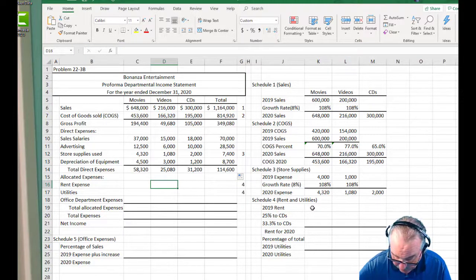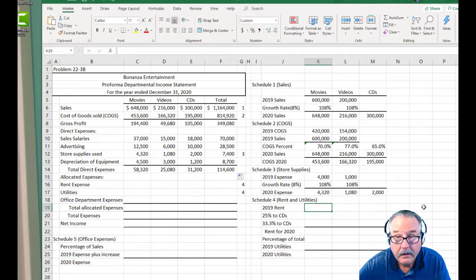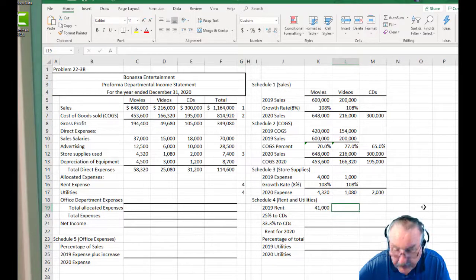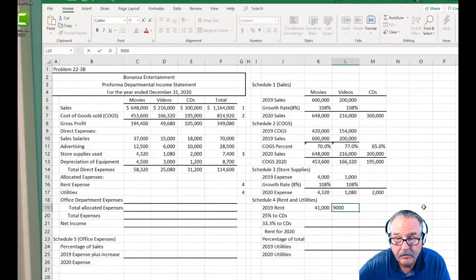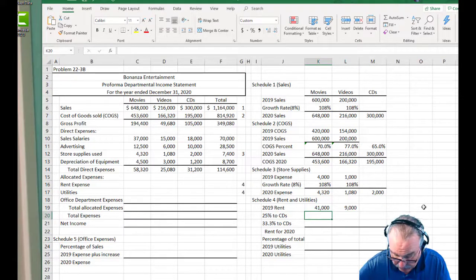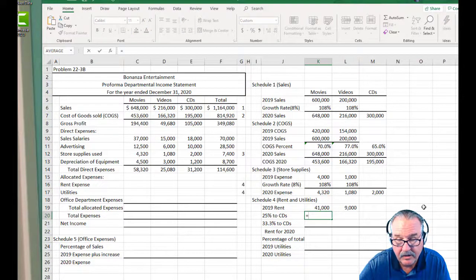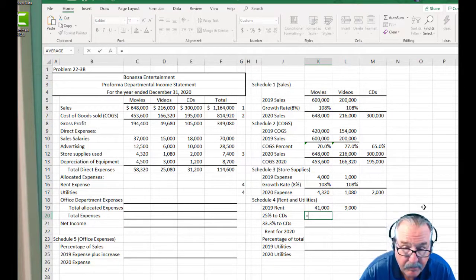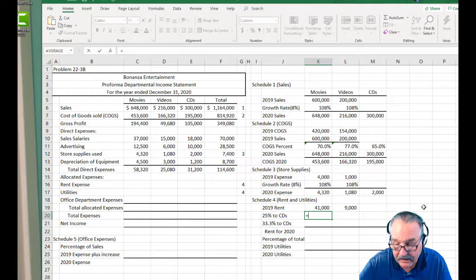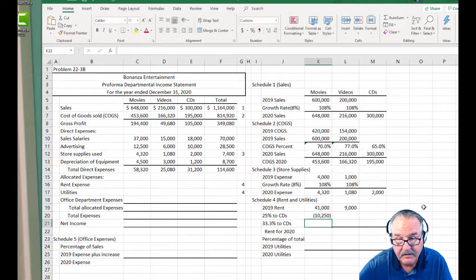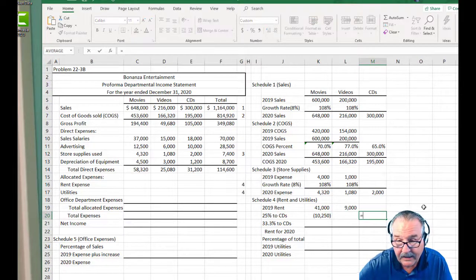And now we need to allocate some rent. The rent for 2019 for movies was $41,000, $9,000 for videos. We are going to move 25% to CDs. So in other words, 25% of the square footage that is currently occupied by the movie department is going to go to the CD department. So I'm going to multiply the 41,000 times negative 0.25 because I'm subtracting it, and I'm going to add it over here.